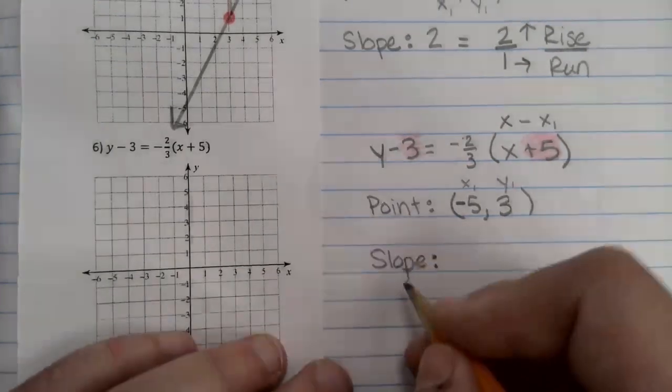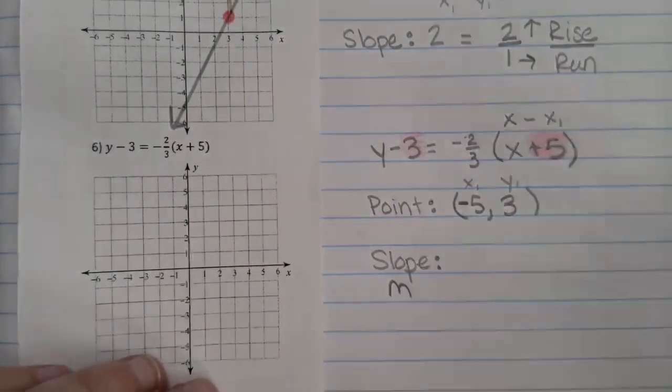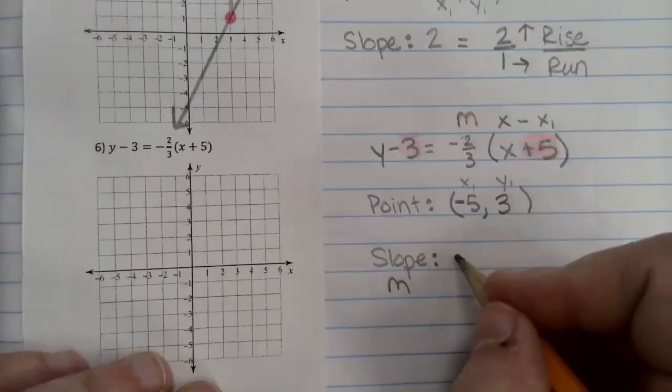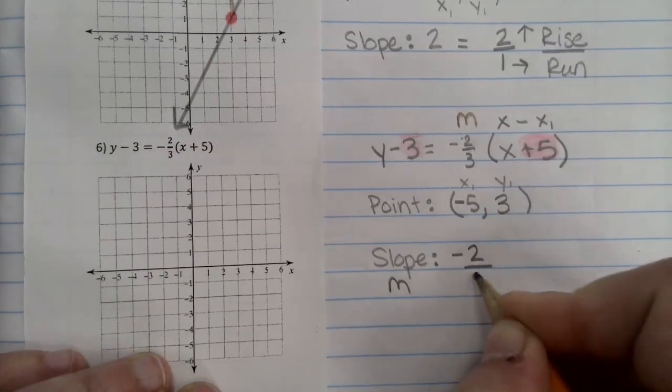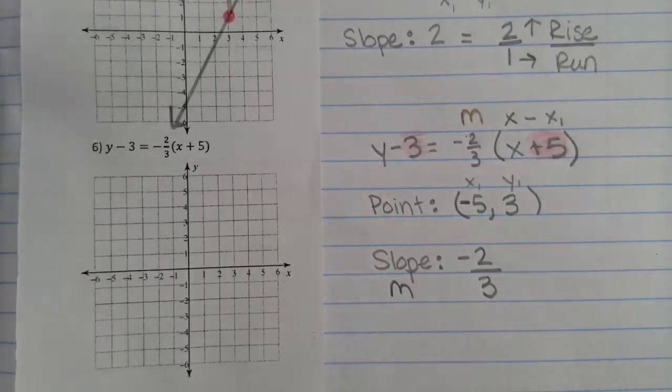Alright, and then our slope is our m. Obviously. And what is our m in this case? M is negative 2 over 3. Yeah. Okay. Easy peasy.